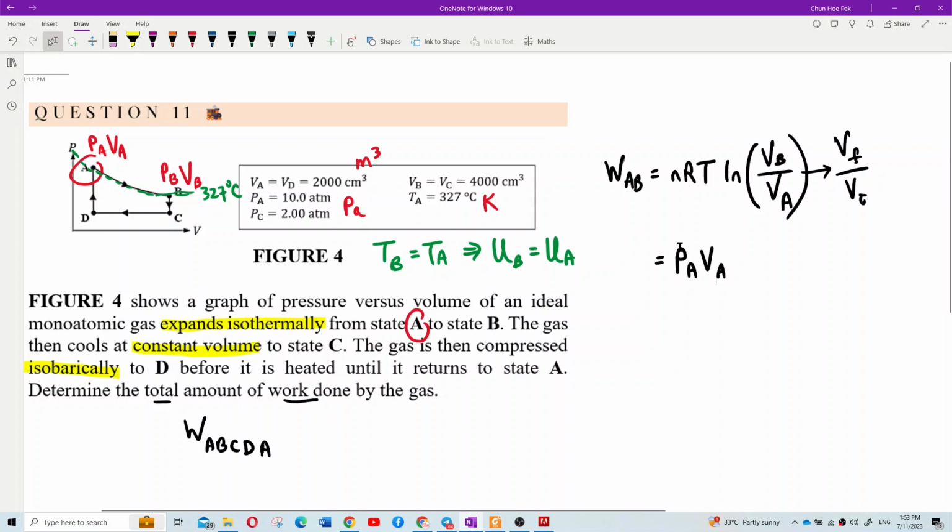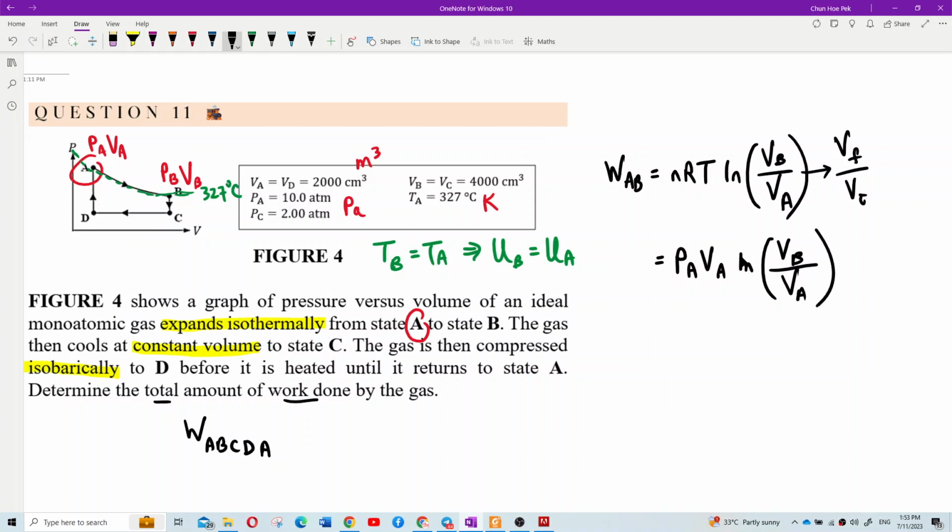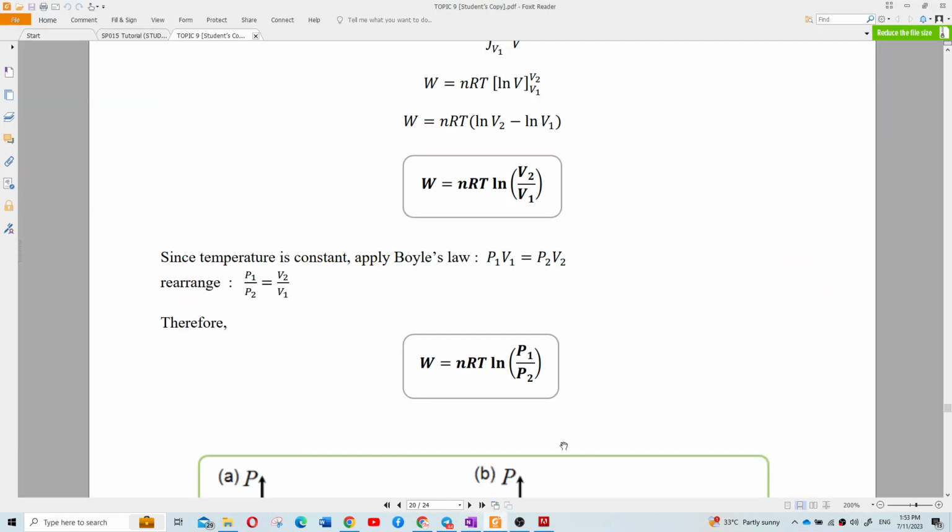Ya. Dia sama dengan NRT. PAVA equal to NRT. Ln guna VB over VA. V final over V initial. Okay. PAVA. So, okay, class. Let's calculate PA. That atmospheric pressure. You must change to Pascal, class. Okay, never mind.